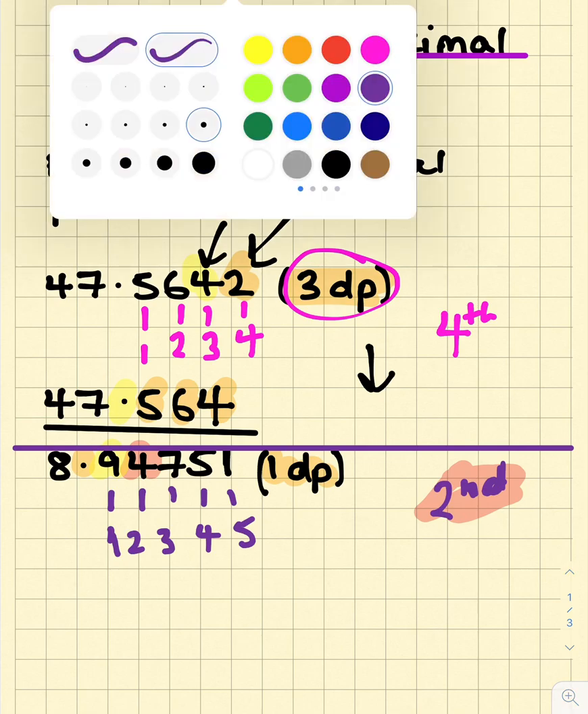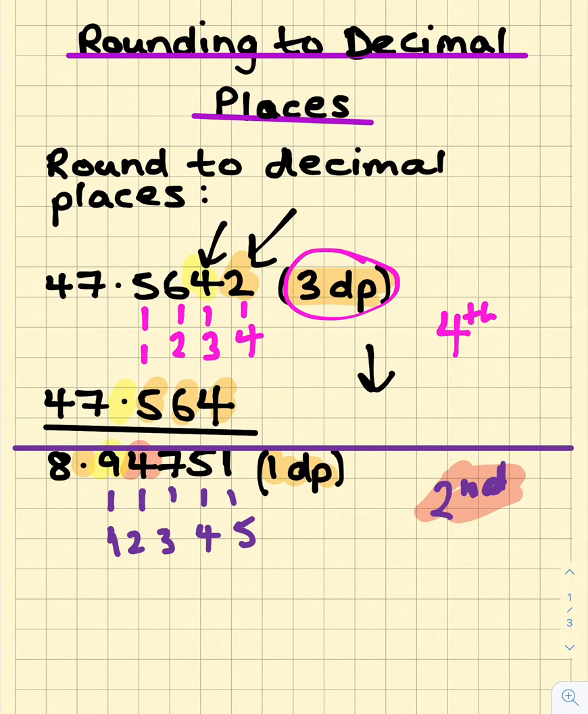Therefore, when rounding 8.94751 to 1 decimal place, our answer is 8.9. And we can double underline our answer there. How do we know we've rounded to 1 decimal place? Well, after our decimal point here, we only have 1 digit. Okay, moving on.